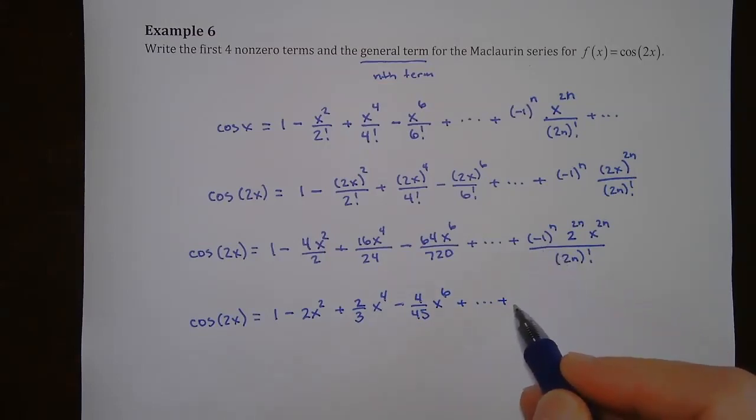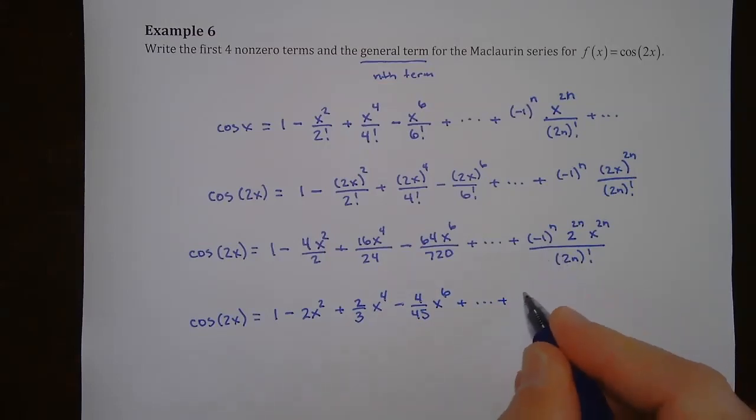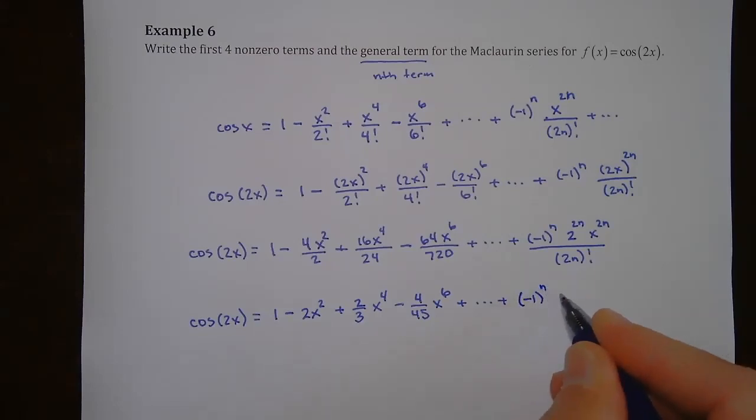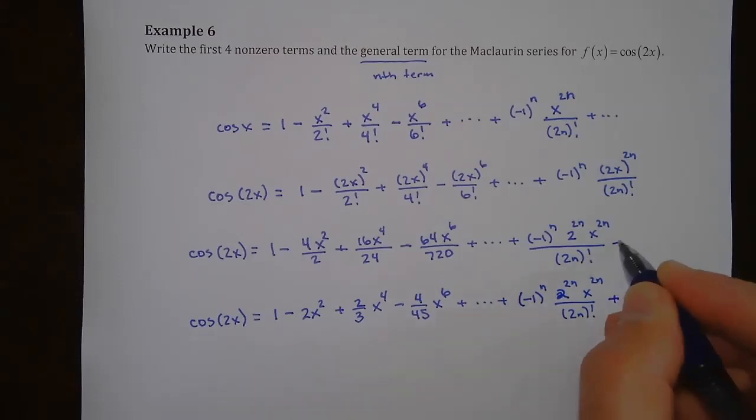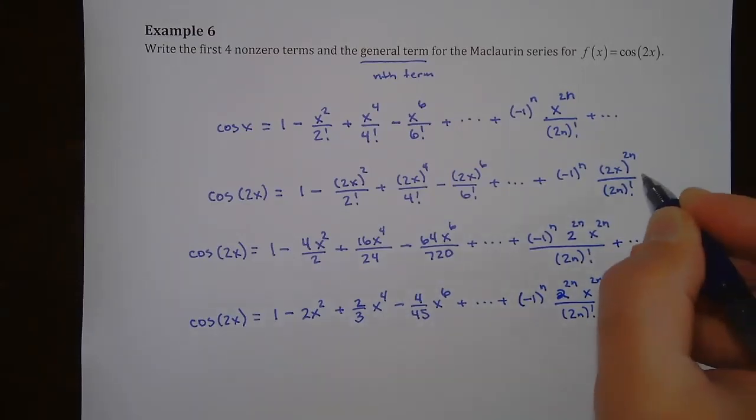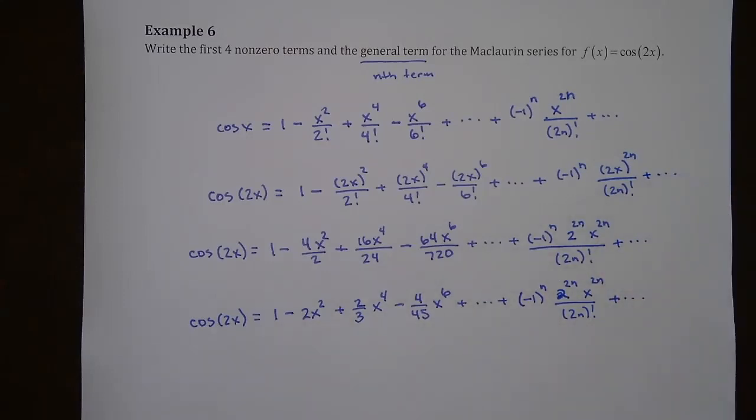be out in front of the fraction or it can be on top like we have it. You could do it either way. I'm going to write it the other way. So -1 to the n, and then 2 to the 2n, x to the 2n over 2n factorial, okay? And then plus dot, dot, dot, and we should have done that up here too, and here too, okay?